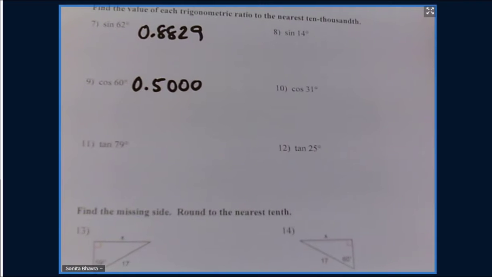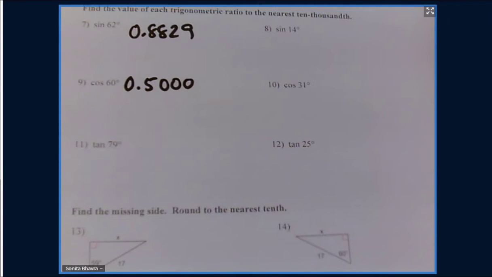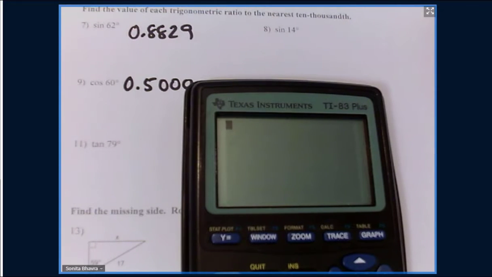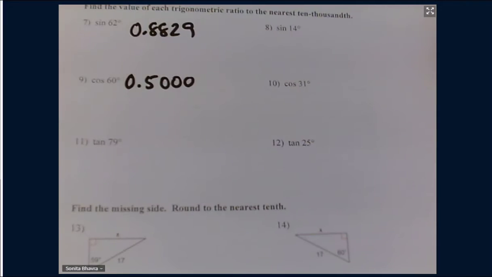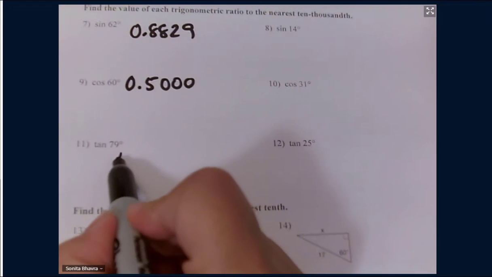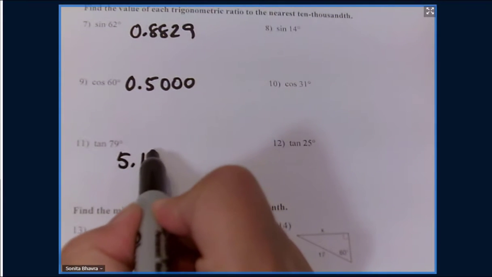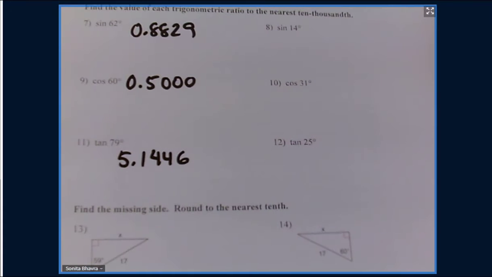All right, and the last one, let's try a tan of 79. So again, I'm just going to use my calculator. I'm just going to type in tan 79, and that gives me 5.144, and then we'll round the 5 up to 6. So 5.1446.